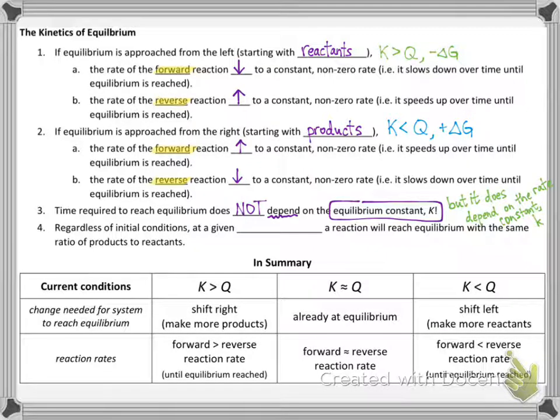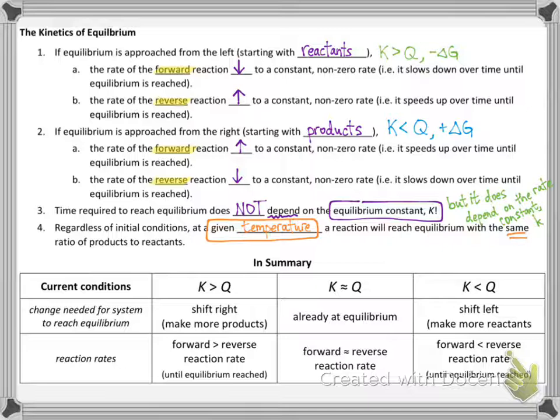It's important to note that regardless of where you start on that graph, regardless of your initial ratio of products to reactants, at a specific temperature, the reaction is going to reach equilibrium at the same place, at the same ratio of products to reactants. That lowest free energy point is going to be the same at a constant temperature. Okay, in summary, I made a little table that kind of tries to encapsulate all that information together.